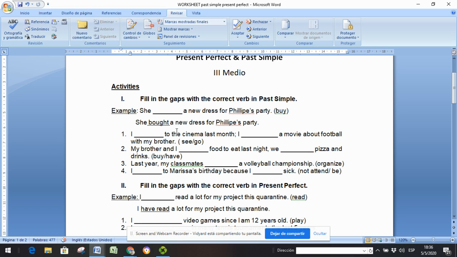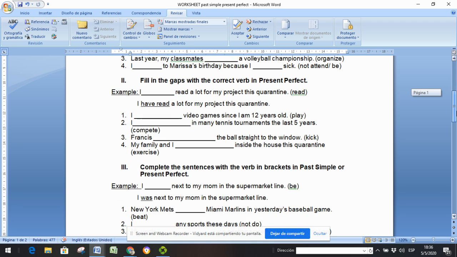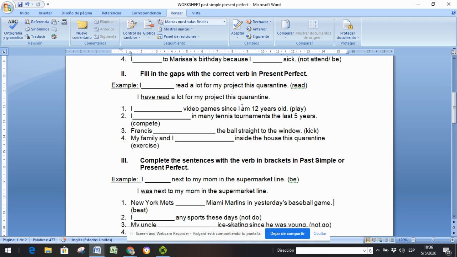So number one, fill in the gaps with the correct verb in past simple. All these sentences talk about a specific action in a specific moment in the past. Now that you're finished with activity one, look at activity number two. Fill in the gaps with the correct form of present perfect. This is for actions that started in the past but are not over in the present.